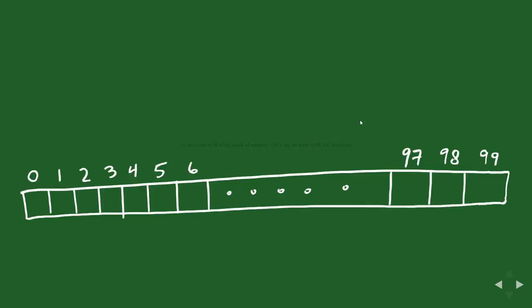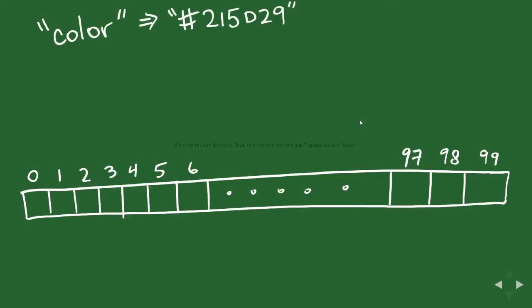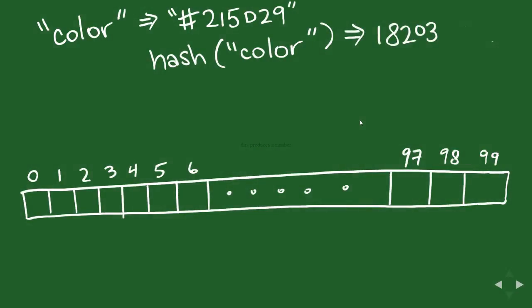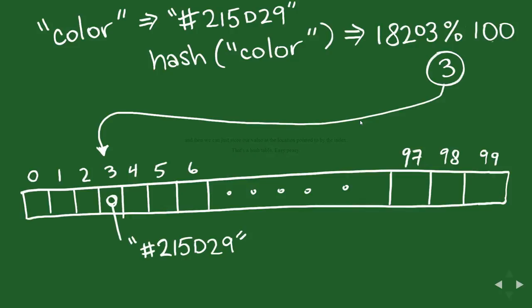So let's start with a big block of memory. Let's say an array with 100 elements. We want to store the value #215D29 against the key color. So we run a hash function on the key color. This produces a number, which we mod by the length of our table, which gives us an index, and then we can just store our value at the location pointed to by the index. That's a hash table. Easy peasy.